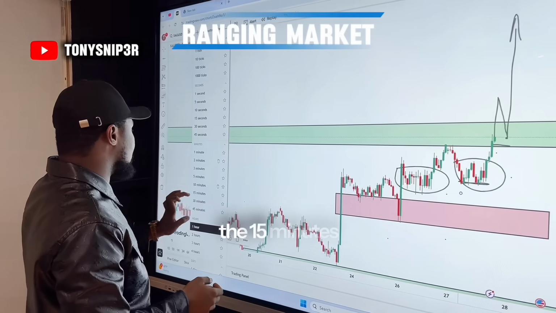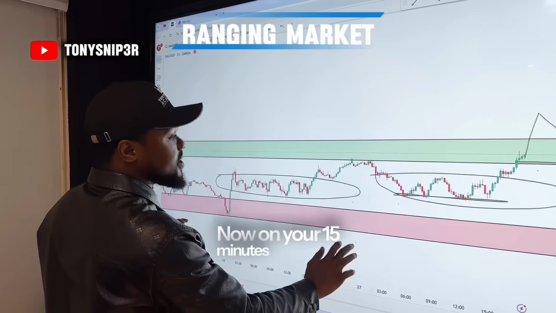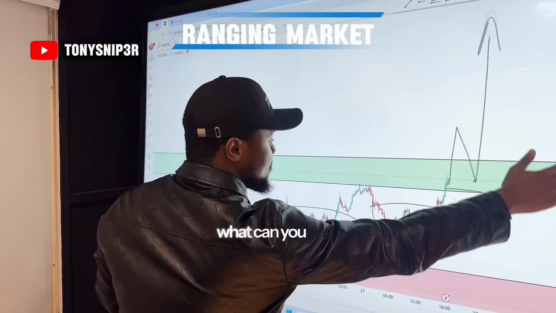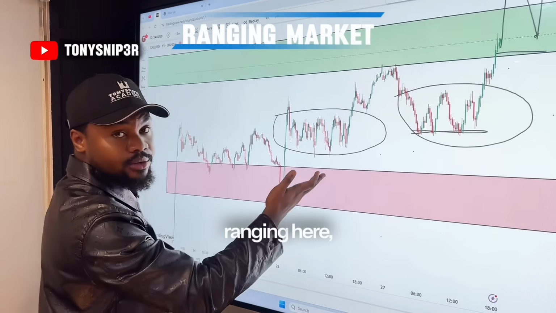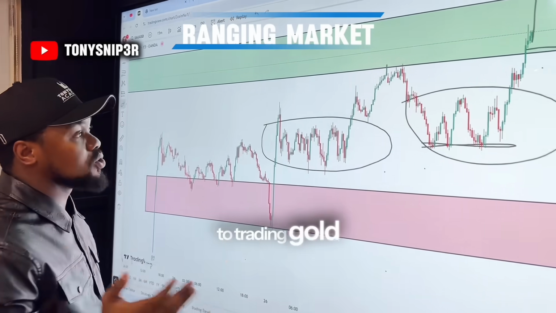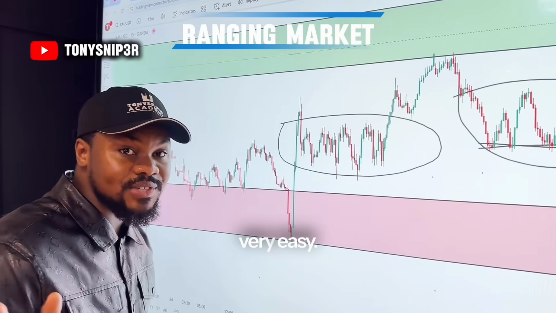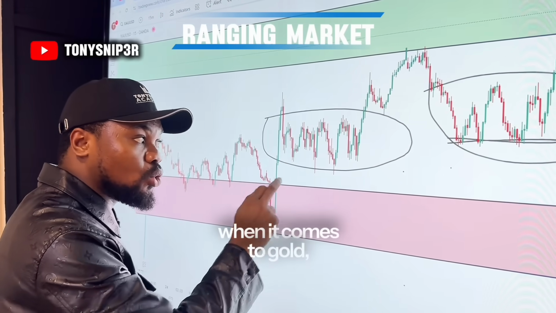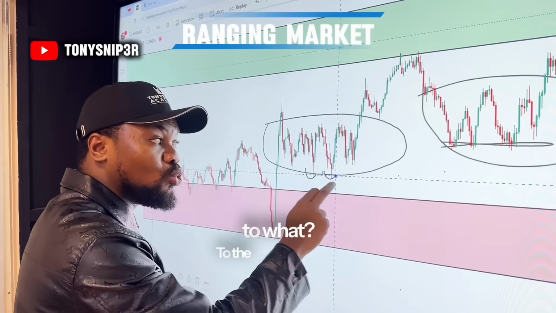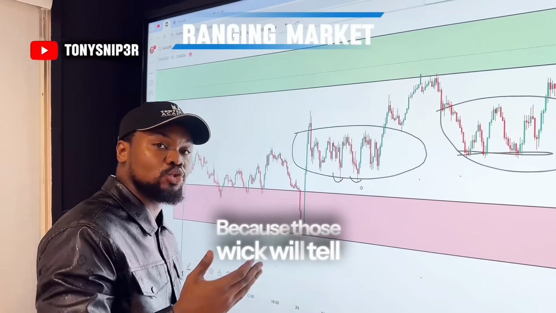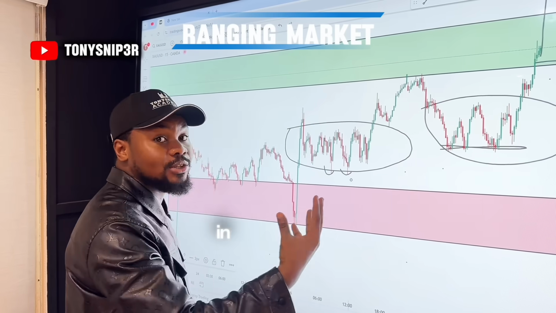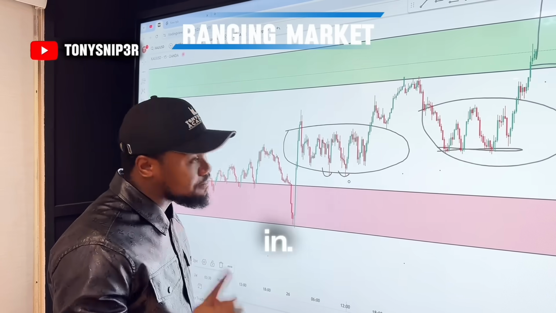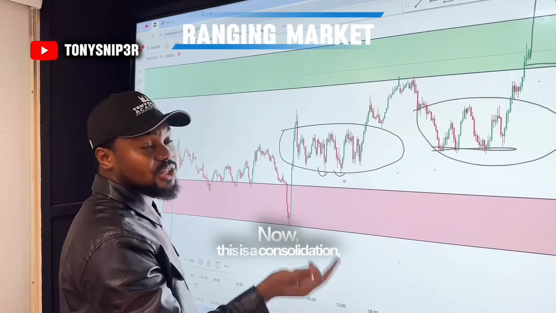Now, let's move to the 15 minutes time frame. Now, on your 15 minutes time frame, what can you see? You can see the ranging here, right? Now, when it comes to trading gold on the ranging market, it's actually very easy. I've told you guys, when it comes to gold, you always want to pay attention to what? To the wicks that are created, because those wicks will tell you the pressure of buyers coming in or the pressure of sellers coming in. Don't forget. Now, this is a consolidation, right?